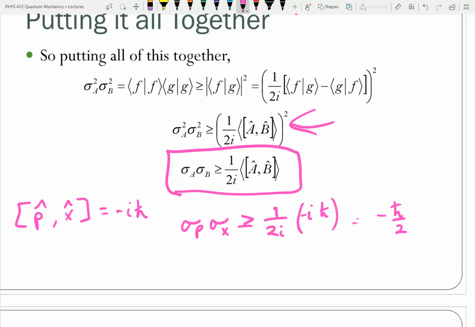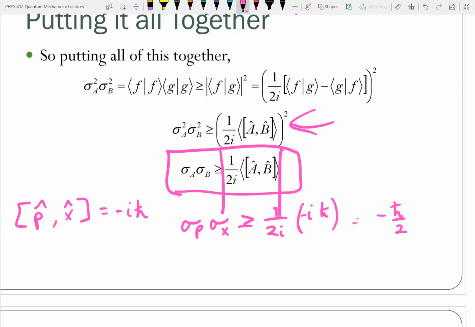Because I have a negative. But you know what? Does that make you feel better? Yes. Because my uncertainties are always positive values. I can't have a negative uncertainty. And so I'll put that absolute value sign there.